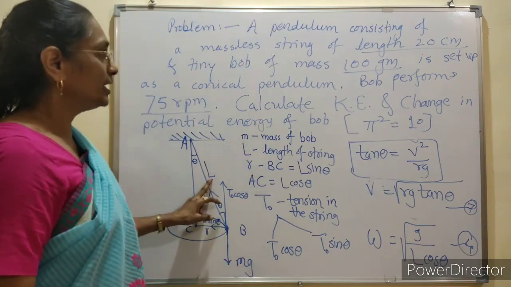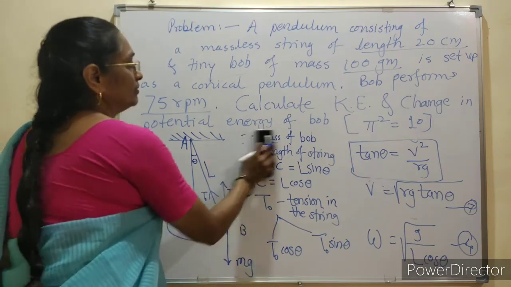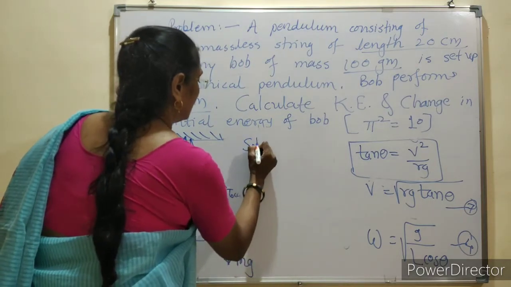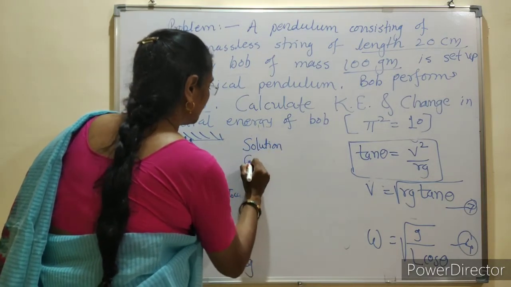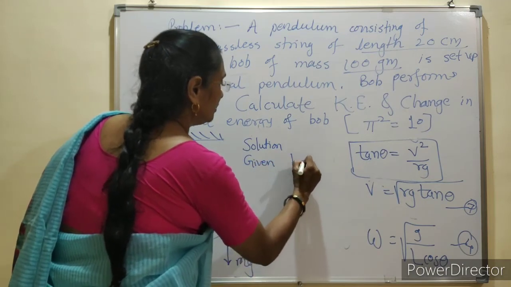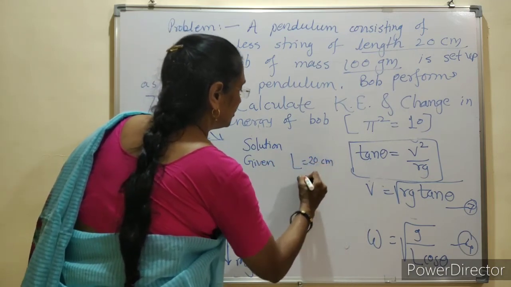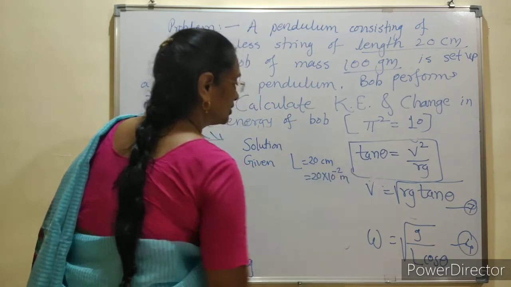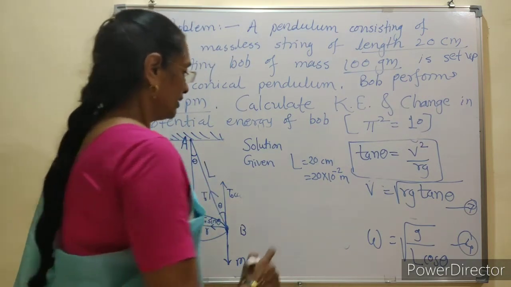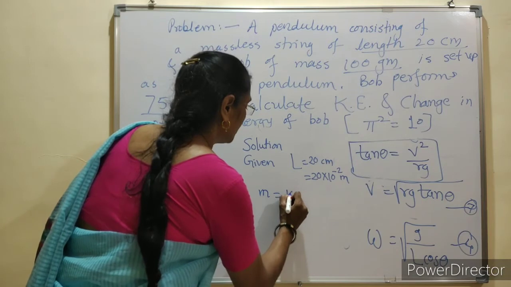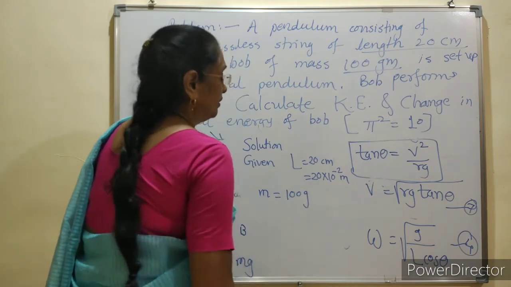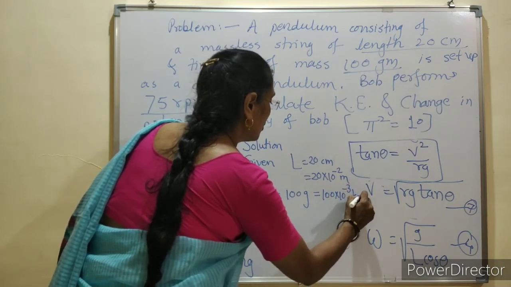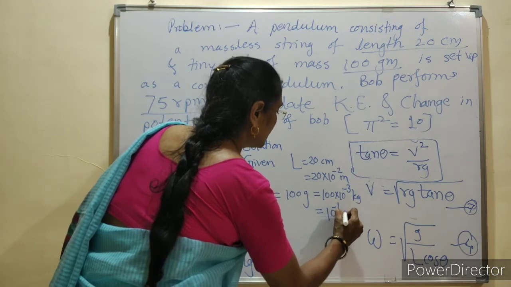Conical pendulum, here length is given 20 centimeter. So we can write the solution here. Given values, L is equal to 20 centimeter, in SI unit we take it as 20 into 10 raised to minus 2 meter. Next value is M, mass 100 gram is given. It can be equal to 100 into 10 raised to minus 3 kilogram, or it is 10 raised to minus 1 kilogram.